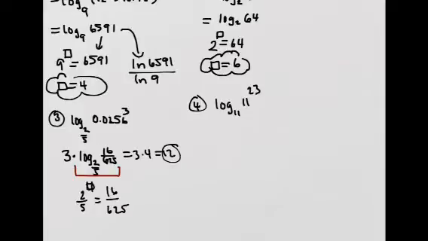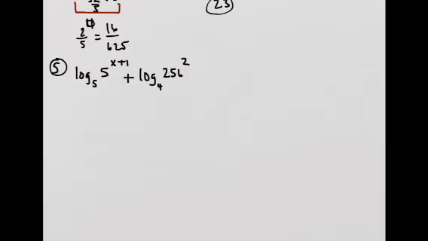Number 4, the exponent becomes the coefficient of the log, and you get this. And this here is 1, so the answer is 23. Okay, so the exponents become the coefficients of the logs. So you get this.